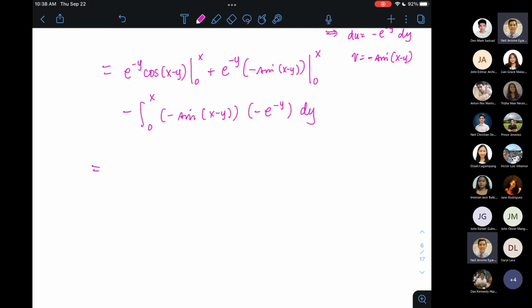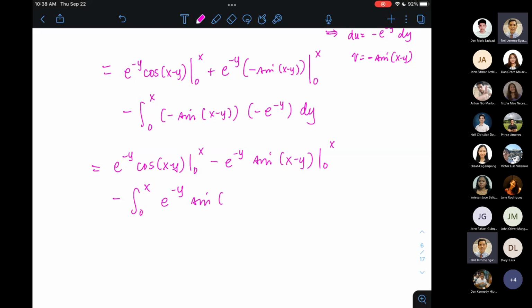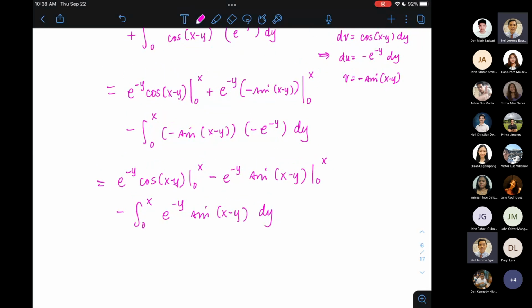Okay? So essentially, this is e to the negative y cosine ng x minus y from 0 to x plus e to the negative y, negative sign on that. Ipat ko na yung negative dito, minus sine ng x minus y evaluated from 0 to x, and then ito ay minus 0 to x ng e to the negative y sine of x minus y dy. Tama ba? Hopefully tama yung integration ko. Ang sarap ang pagising ng integration by parts, ano? At hindi lang isa, pero dalawa.